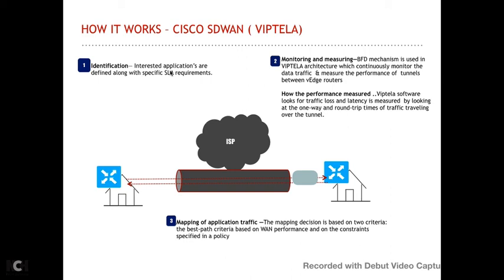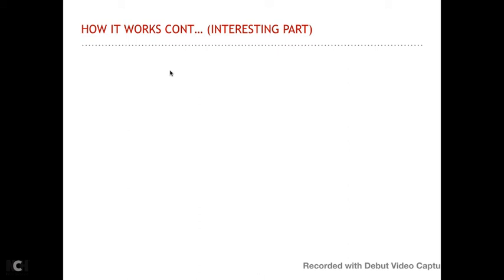So let's see some of the interesting part of how it actually works, a deep dive. Majorly, how the calculation happens and what all the things happen behind the screen. So how does it work? First, the classification of tunnel happens. Let's look at this deeply, how the classification of tunnel happens.